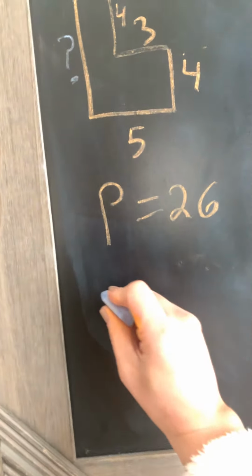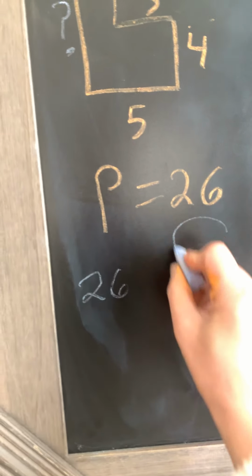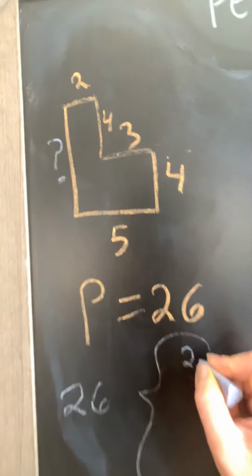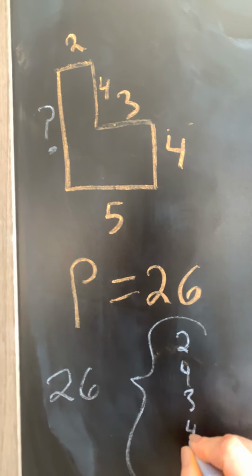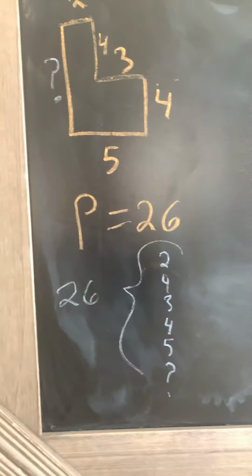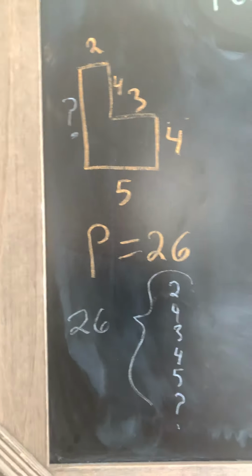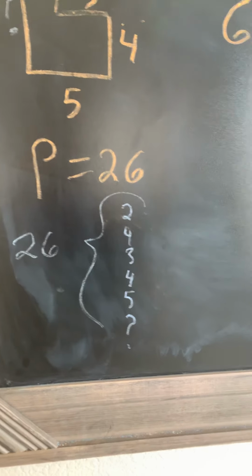And I gave you the perimeter. So just like the brace map problem, you know you have 26 as your total. And you know that the sides you do have are 2, 4, 3, 4, 5, and then a question mark. 1, 2, 3, 4, 5, 6. So those are your 6 sides. All together, they're going to equal 26.